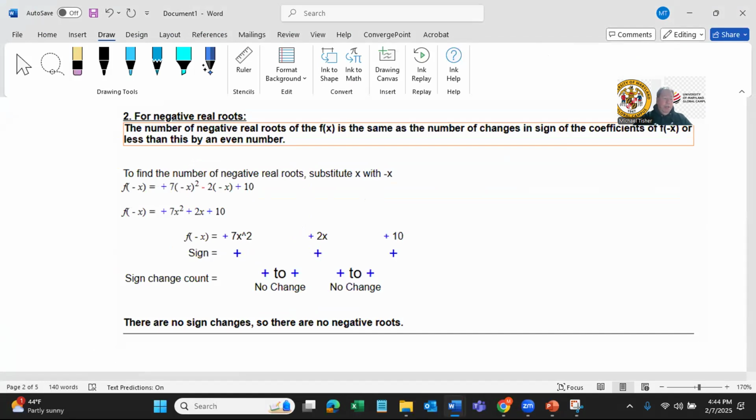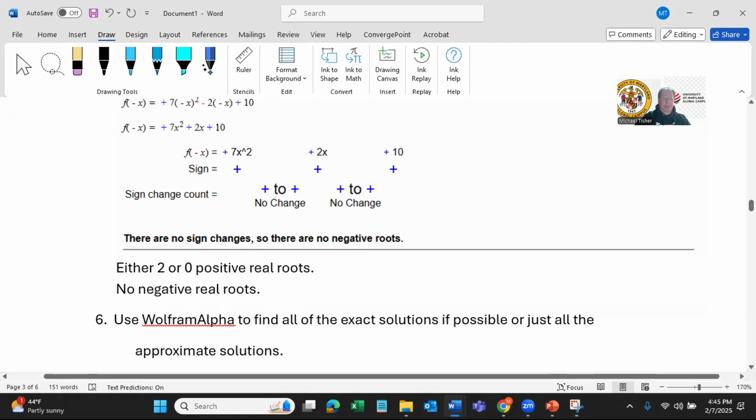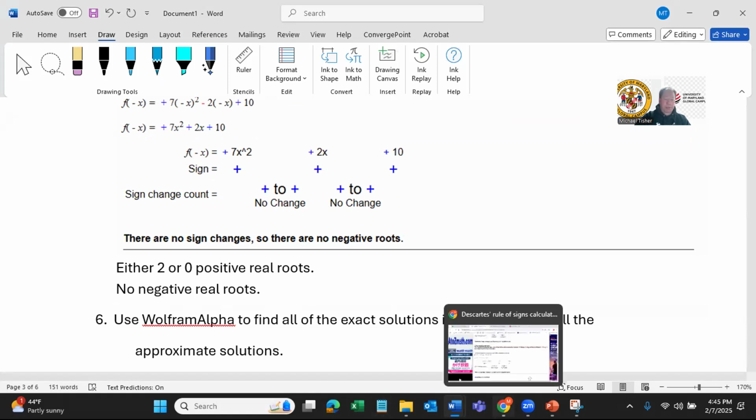Okay, so let's summarize here. There are either 2 or 0 positive real roots, and there are definitely no negative real roots. These are just telling us the possible positive and negative real roots. We know there are definitely no negative real roots, and there are either 2 or 0 positive. But let's get the full story by using Wolfram Alpha to find all the exact solutions, or at the very least, all the approximate solutions.